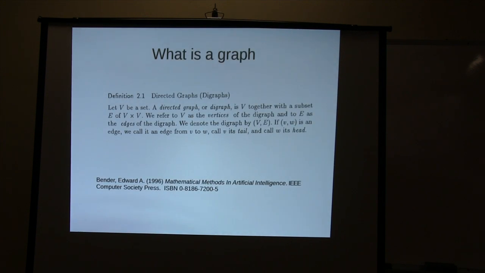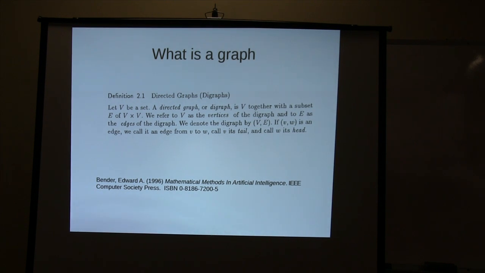So what is a graph? Here's an example definition of what's called a directed graph. It seems to be the most general graph that there is. Alex with his algorithm book will say, hey, there's a red-black graph, there's binary graphs, there's all kinds of graphs.